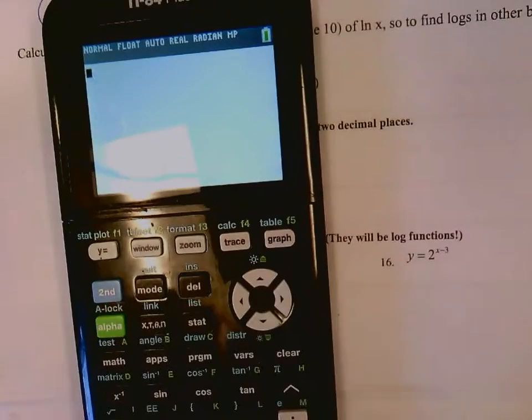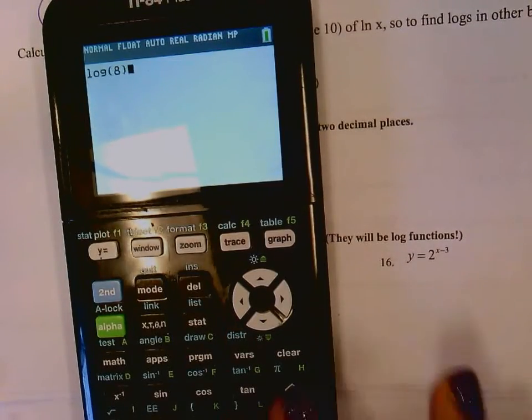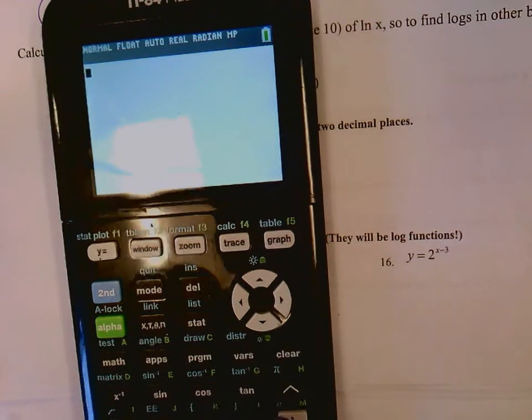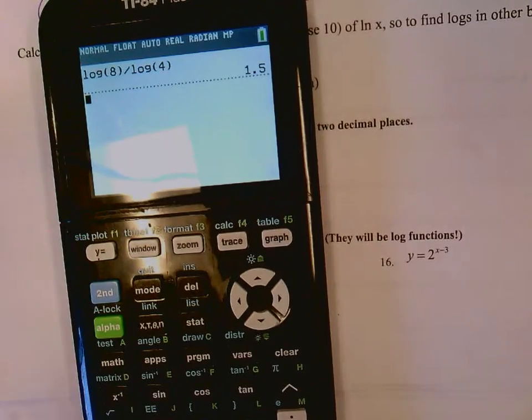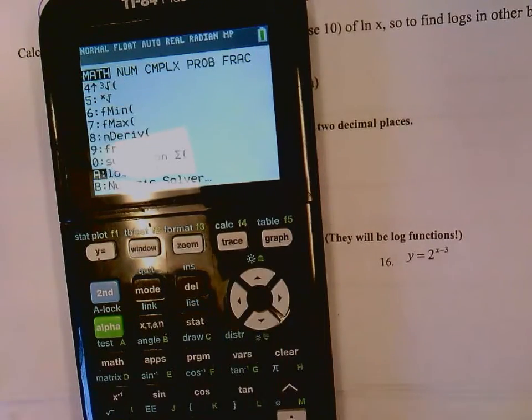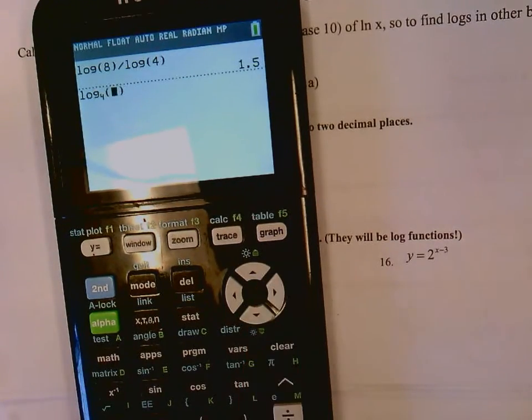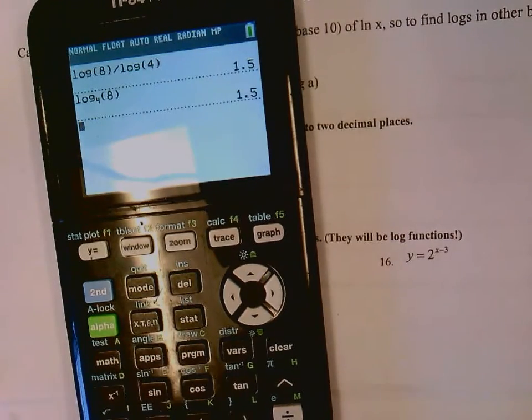So if you take the log of 8 divided by the log of 4, I get 1.5. If I do math log base 4 of 8, I also get 1.5. So whether or not you have a fancy calculator, as long as you know the change of base formula, you can do logs with whatever calculator you have.